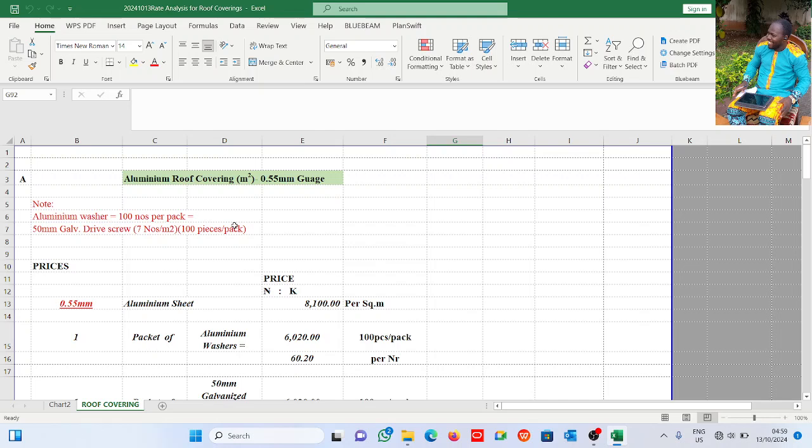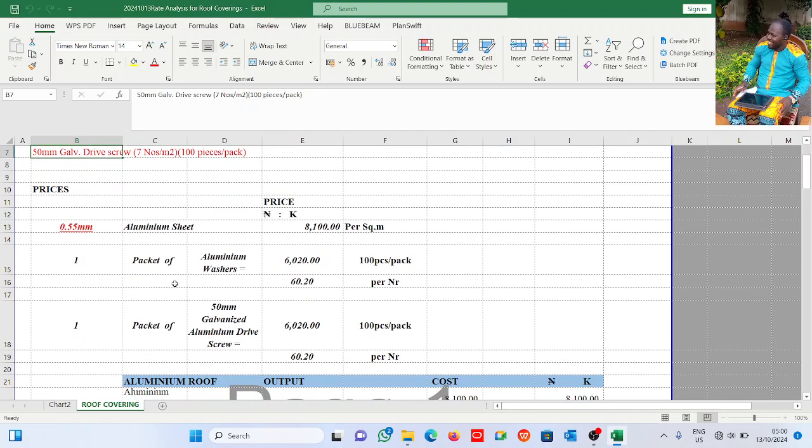Now basically in roof covering works, we have aluminum washers, and we have galvanized screws, and of course aluminum roof covering comes in gauges. That's they have varying thickness. It could be 0.55, it could be 0.7, it could be 0.5, and a few more gauges depending on their thickness. So we're looking at 0.5 mm here, then we look at 0.7, then the stone coated. Aluminum washers come 100 in a pack, and in 1 square meter we'll be needing an average of 7 numbers in a square meter. The same thing goes for the galvanized screws.